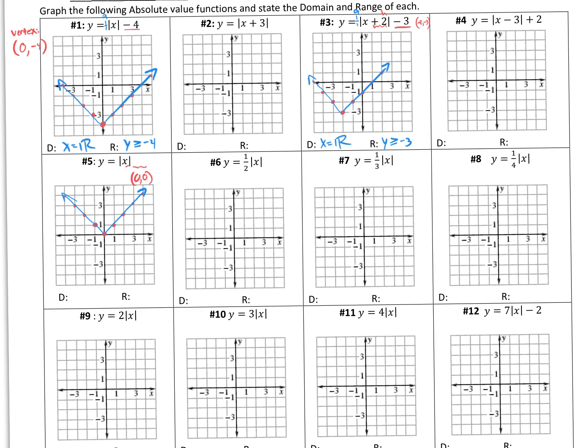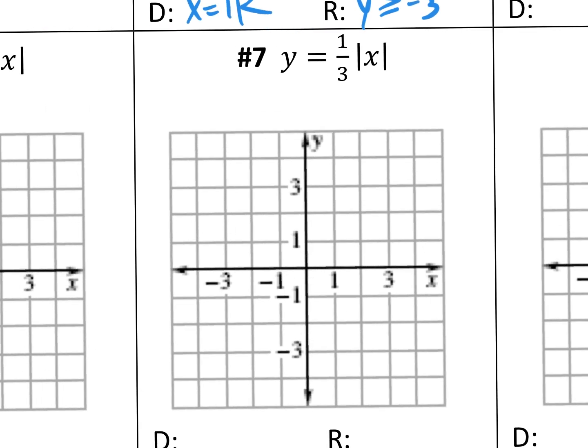Okay, so we'll see right here on 7. It has the same vertex 0, 0, but instead of going up 1 over 1, you're going to go up 1 over 3. So up 1 over 1, 2, 3, and put a dot right there. And same in the other direction, up 1 over 1, 2, 3, put a dot right there. As you can see, this is definitely wider.